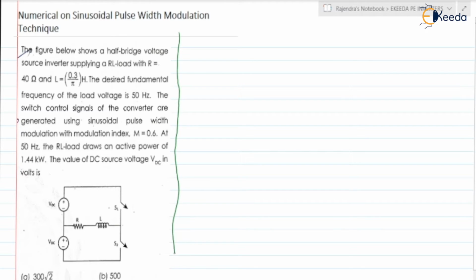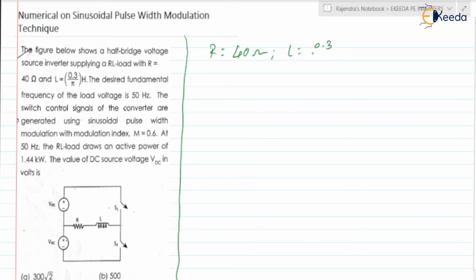It is given that the input voltage is VDC. So instead of VDC by 2, now we need to consider the voltage as VDC only. Next, R is equal to 40 ohm. Next, L is equal to 0.3 by pi Henry.